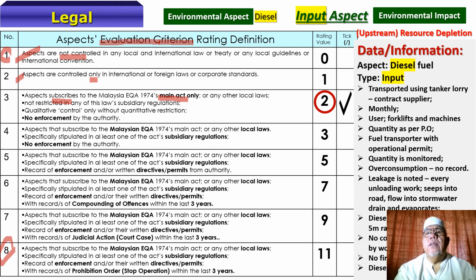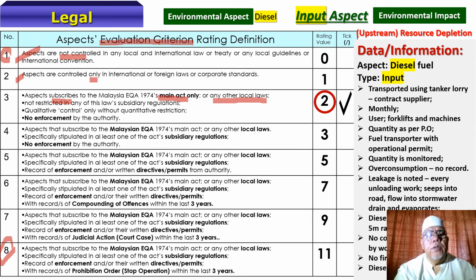No. Diesel does not appear in the Environmental Quality Act 1974 Malaysia, except for a term which is used as environmental hazardous substance. And the fact that diesel consists of benzene, it is a raw material and environmental hazardous substance, but there is no specific regulation for the consumption, the use, and the combustion of diesel, except diesel smoke. So diesel as a fuel is not regulated in this law, but of course there are a few other local laws which regulate diesel. That's it. What about number 4?